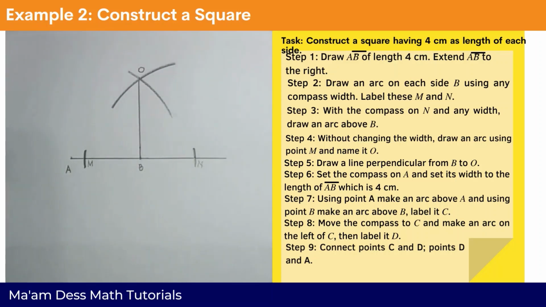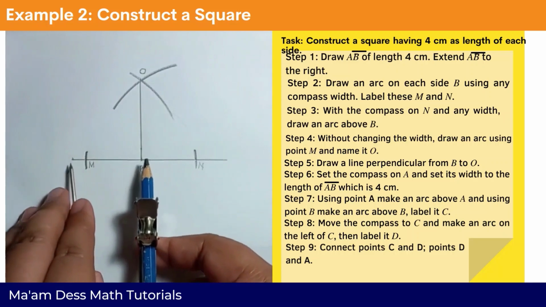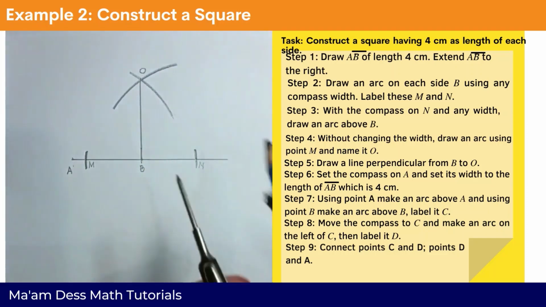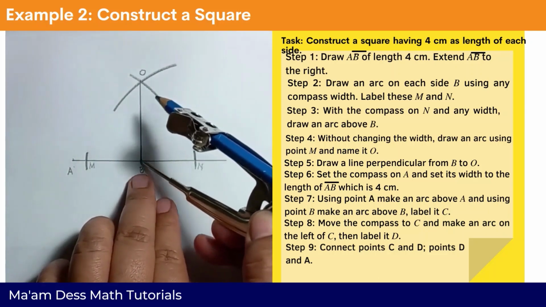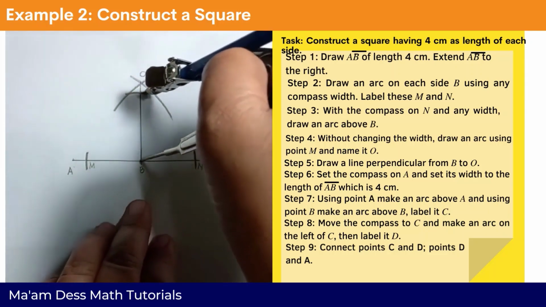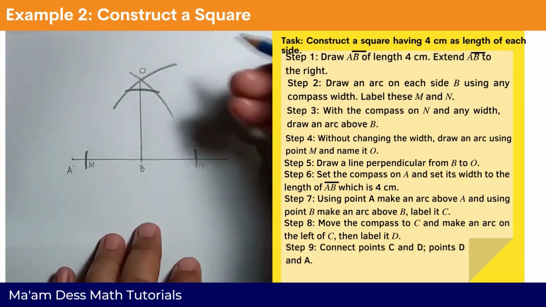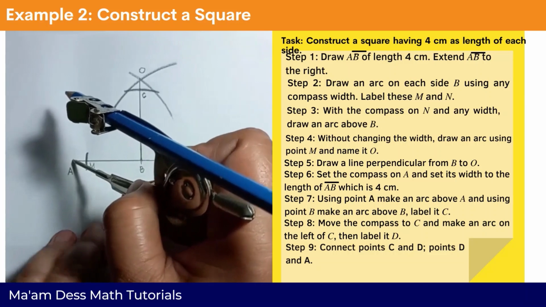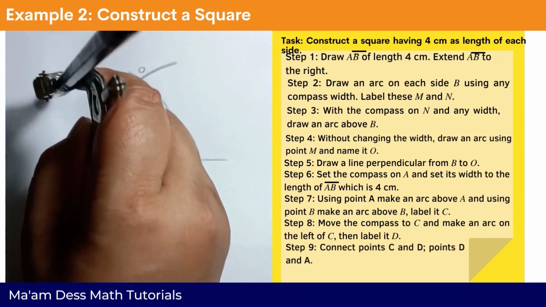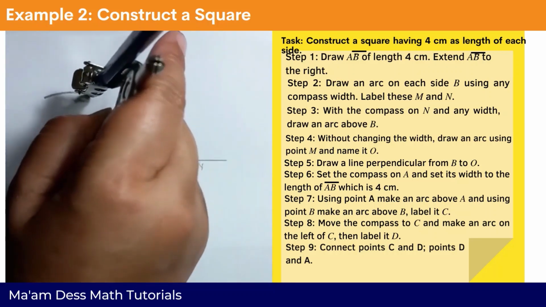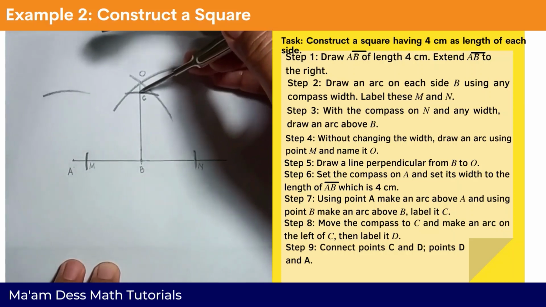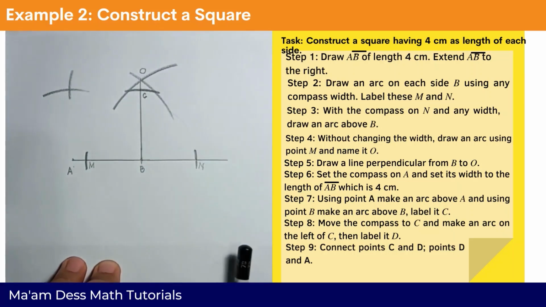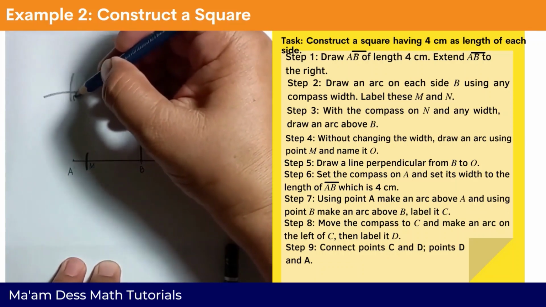Next, set up again your compass with same length of A and B. Okay, and then from this point B, make an arc above B. Then label it with C. And then again, from point A, same length of AB, make an arc above A. And then from C, make again an arc to the left of C. And then mark this as D.